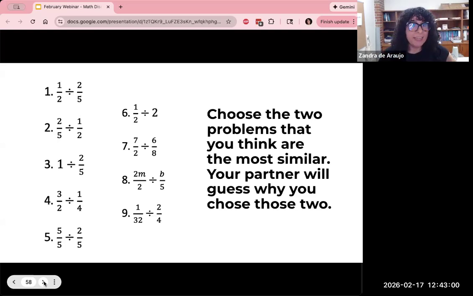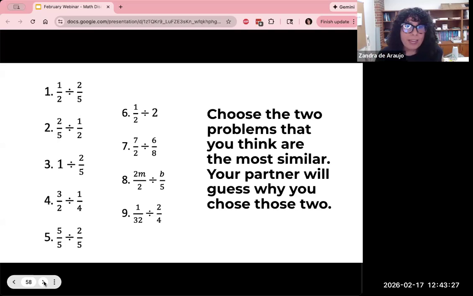So I might say to my partner, Jose, I thought 3 and 5 were the most similar. And so then Jose would have to try to understand and anticipate or guess why Xandra thought that 3 and 5 were the most similar. And he would have some kind of reason for saying that. And he might say, because they're exactly equivalent, because one is the simplification of 5/5 or something like that.